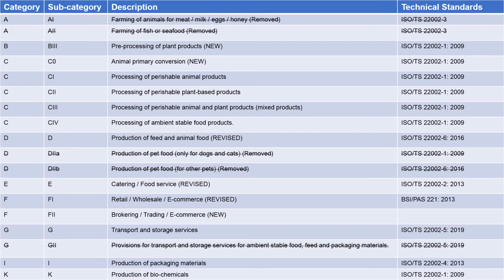So under category G, previously we had G, G1, and G2. That is no longer in place. We only have got G that relates to the transport and storage services. And if you choose, or if you are in this category, you will then go for the technical specification Part 5 of 2019 that relates to storage facilities and distribution vehicles for perishable food and feed where temperature integrity shall be maintained. It also includes storage facilities and distribution temperatures for ambient stable food and feed, as well as labeling or repackaging, excluding open exposed product materials, and also storage facilities and distribution vehicles for food packaging material.